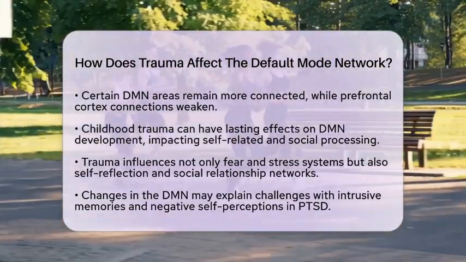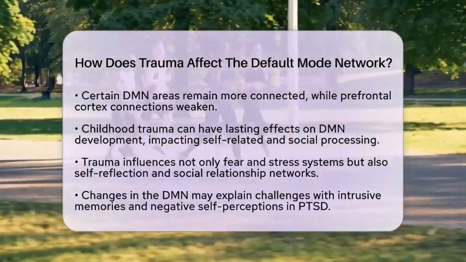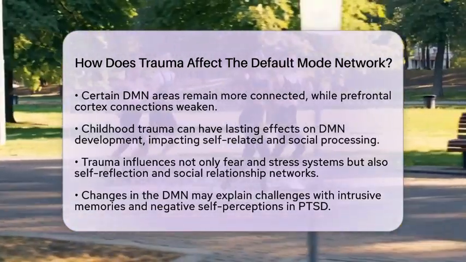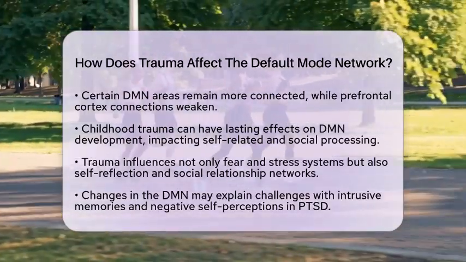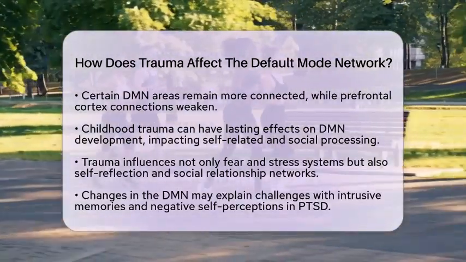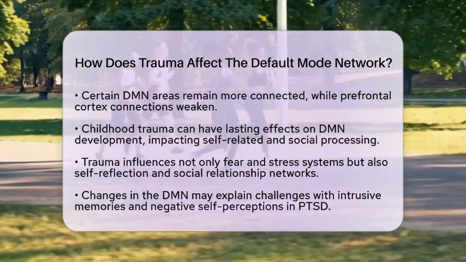Childhood trauma can have particularly lasting effects on the DMN, as this network is still developing during childhood and adolescence. Repeated trauma during these formative years may alter the maturation of the DMN, leading to long-term changes in how a person processes self-related and social information.